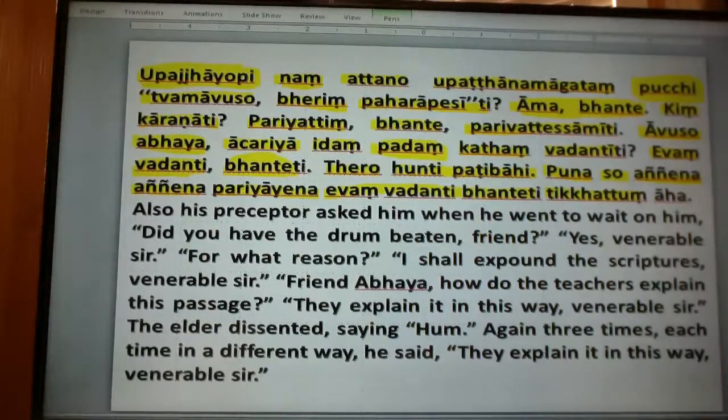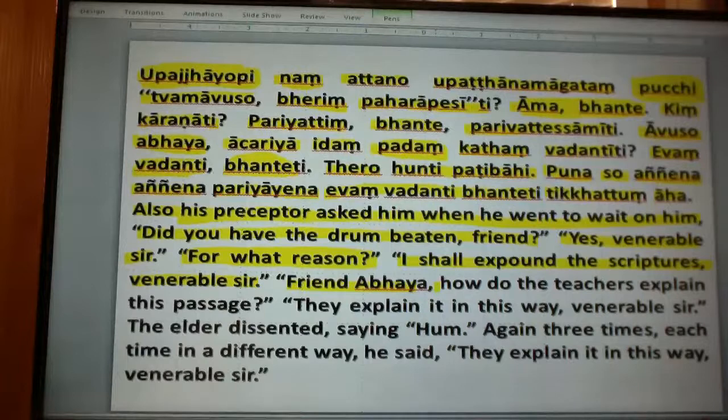Tikadu means three times. Ti means three. Kato means again and again. So three times in English translation. Tikadu aha. Three times he tries to explain in different explanations to the Prisada. Also, his Prisada means the Abhidhamma's Prisada asked him when he went to wait on him, did you have a drum beaten, friend? Yes, Venerable sir, the Abhidhamma replied. For what reason? For what cause to beat, to strike the drum? So he explained, I shall expound the scripture, Venerable sir.